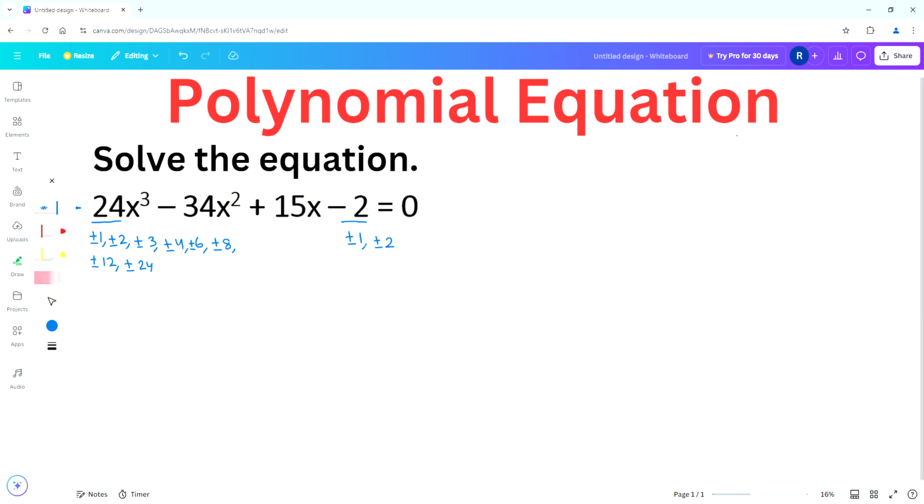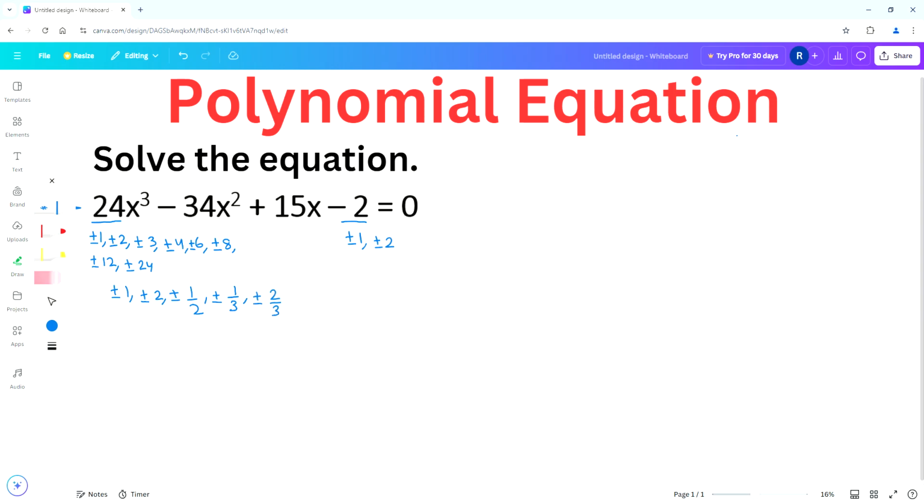So we do 1 divided by 1, which is equal to 1. Next we do 2 divided by 1, which is equal to 2. Next we divide the factors of 2 by the second factor of 24, which is 2. So we get 1 over 2. 2 over 2 is equal to 1. We already have that in our list. Next we'll divide the factors of 2 by the third factor of 24, which is 3. So the first one is 1 over 3, and the next one is 2 over 3.